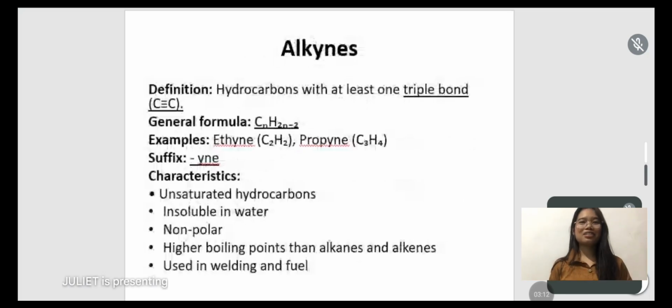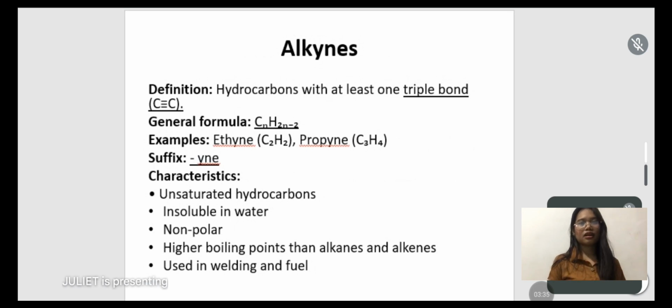Ayan. Last but not the least, alkynes. Hydrocarbons with at least one triple bond. The general formula of alkynes: CnH2n minus 2. Examples: ethyne, C2H2, and propyne, C3H4. The suffix name of alkynes is -yne.